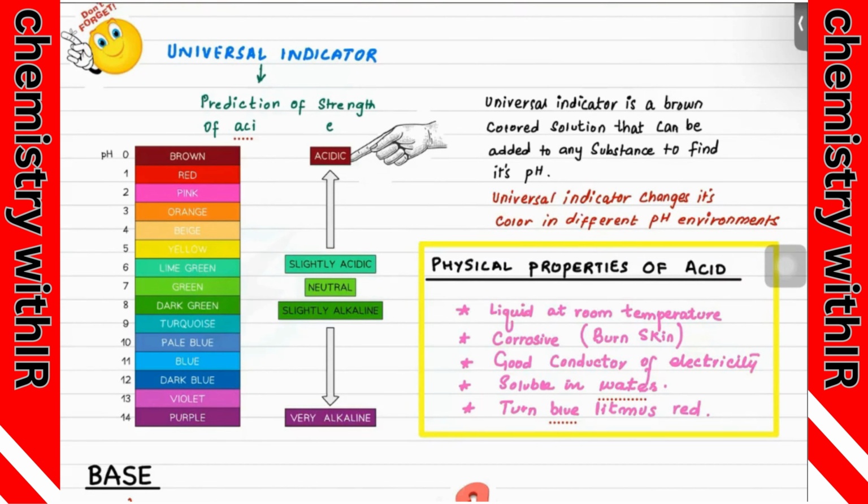It's very easy. So, physical properties of acids. Acids are liquids at room temperature, first of all. And they are corrosive. They are good conductors of electricity. They are soluble in water and they turn blue litmus red.